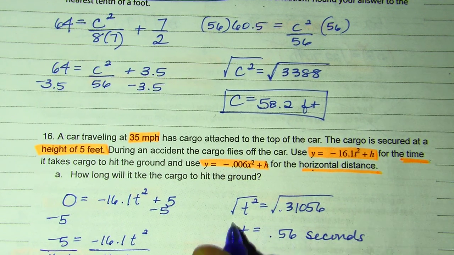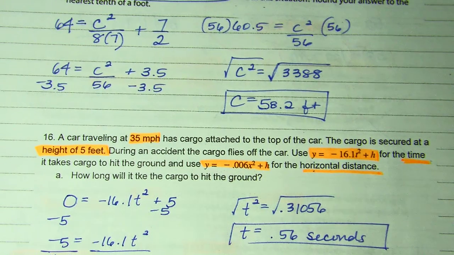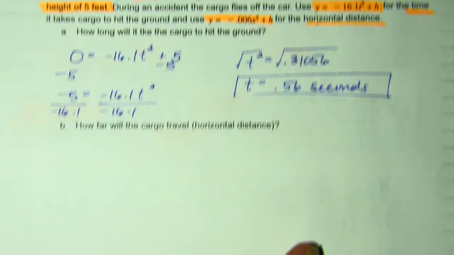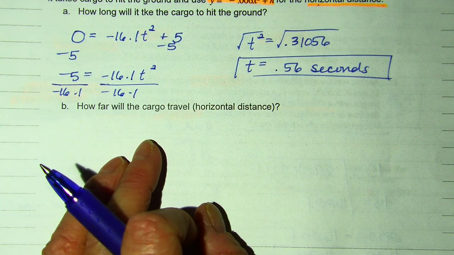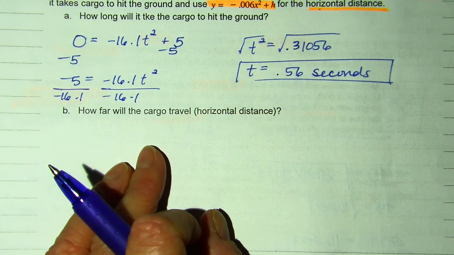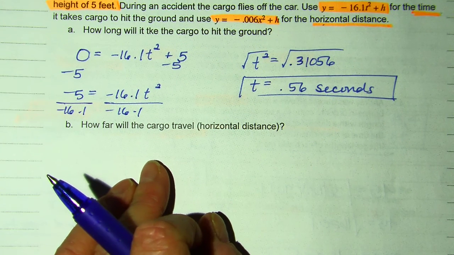So less than 1 second it would take for, let's say it's a suitcase, for the suitcase to hit the ground. That's pretty accurate. If you're driving that fast, boom, it's going to hit. If it flies off the top of your car, it's going to hit the ground pretty fast. How far would the cargo travel, right? Have you ever seen something fly off on the freeway and it could travel forever? Okay, so how far would the cargo travel after hitting the ground?